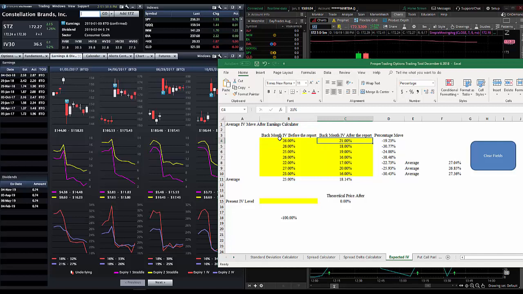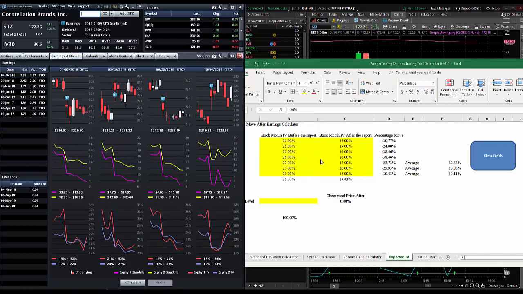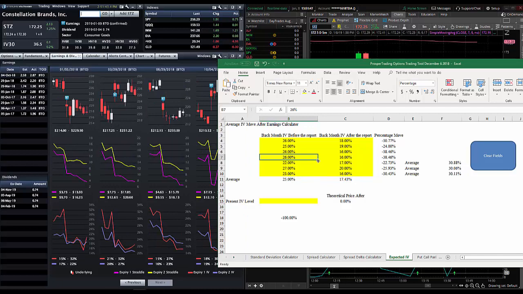And we went from 26 to 18. Then we went from 25 to 19. Then we went from 26 to 16. Then we went from 22 to 17, 27 to 20, 23 to 16. And then 24 to 19 last time.